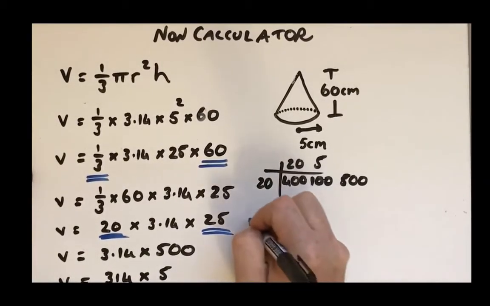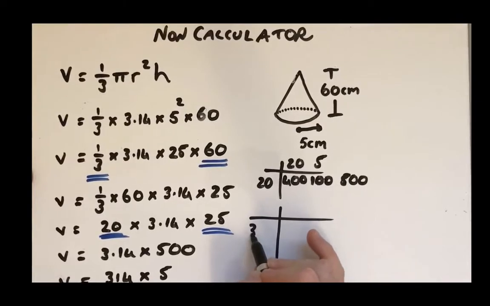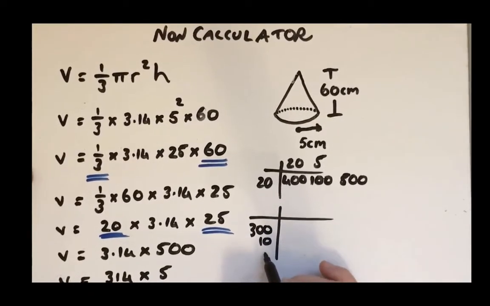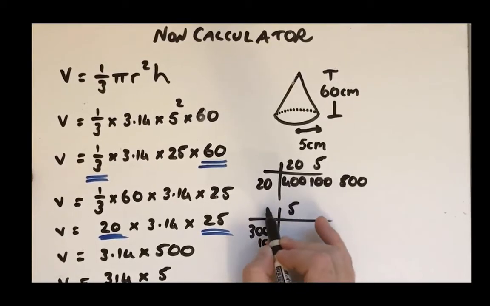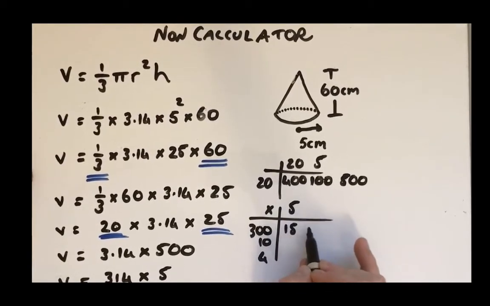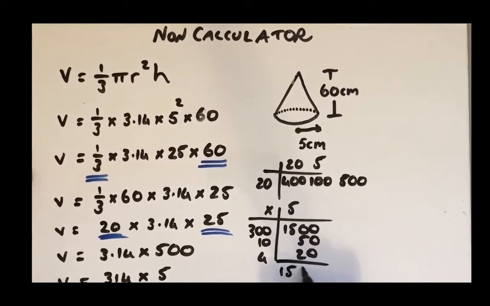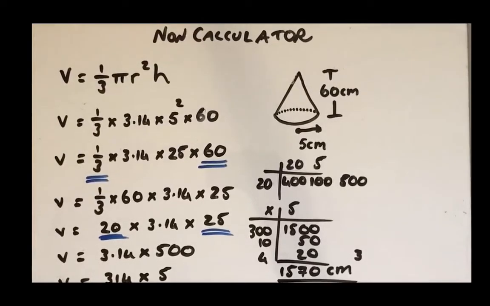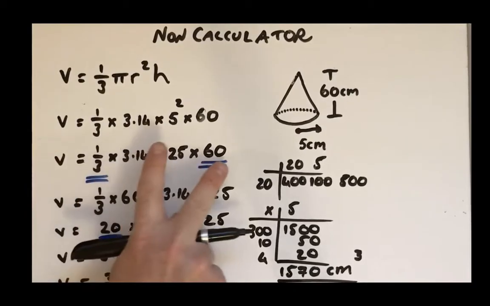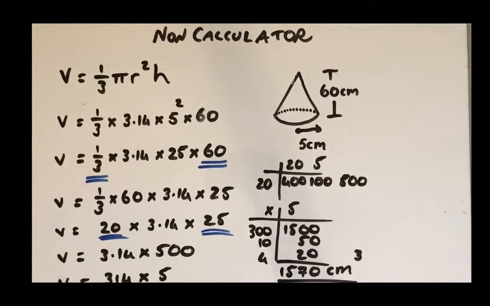Factors of 500, 100 times 5. So we get 314, so 300 ones, 10 ones, 4 ones. 300 times 5 is 1500, 10 times 5 is 50. Look at the way that I'm setting that out, always thinking about your column headings and adding. Now because of my inspection, I can see that it's okay to do that from left to right. So 1570 cubic centimeters. Looking for connections here, so that was a connection with the height.